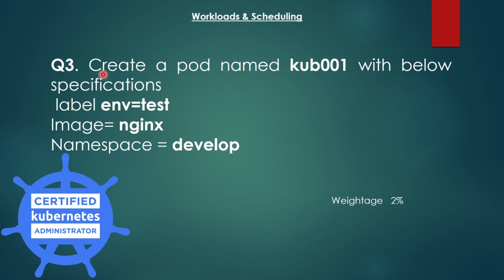The third question is to create a pod named KUB001 with the below specifications. Label should be env=test, image should be nginx, and the namespace is develop. This is also a straightforward question with 3% marks. Okay, let's go to the cluster.